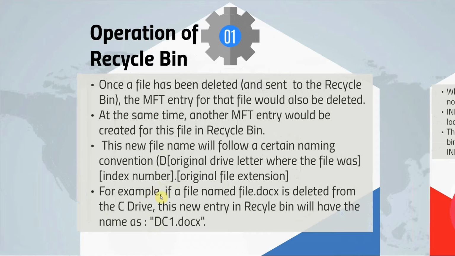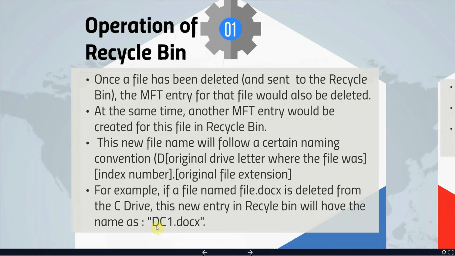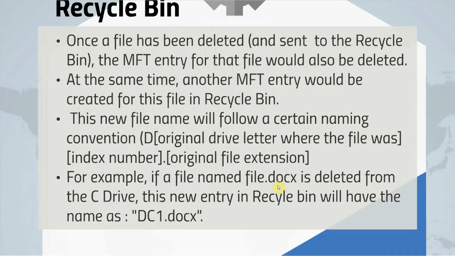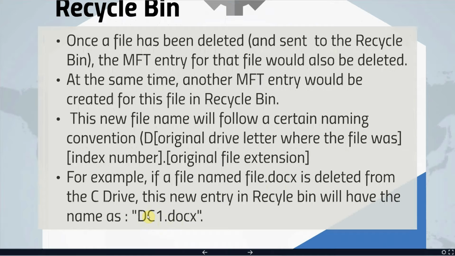For example, if you had a file named file.docx and that file was stored in C drive, then the new entry in MFT will be named as D for deleted, C for C drive, 1 is the index number, .docx as it was on the main file. So this is what's happening with MFT. As soon as you delete a file, a new entry is created automatically with such a name, and the actual MFT entry would be marked as deleted.